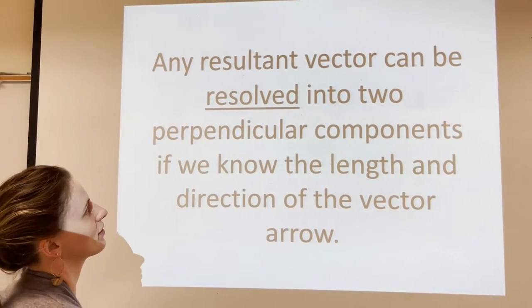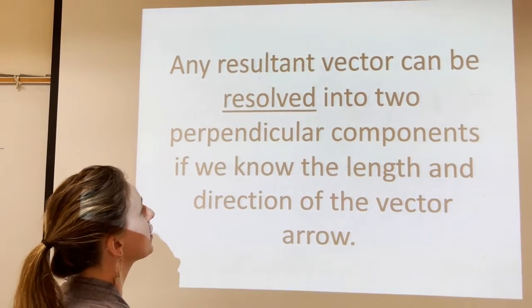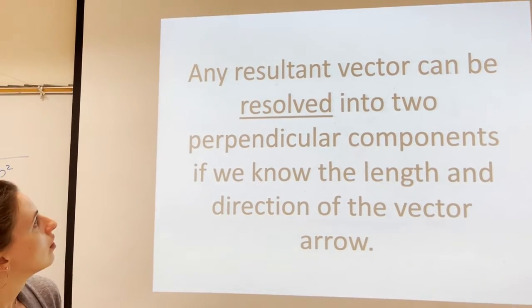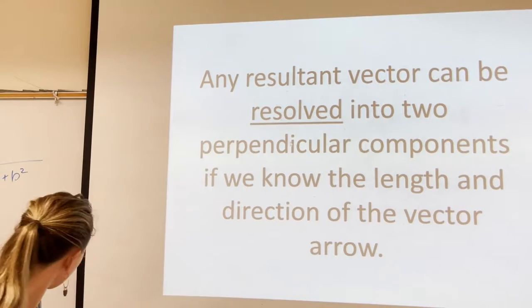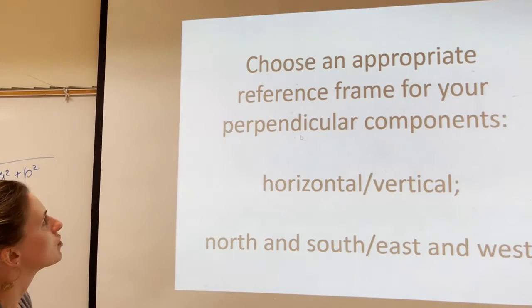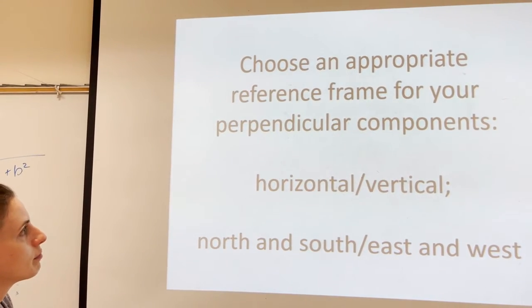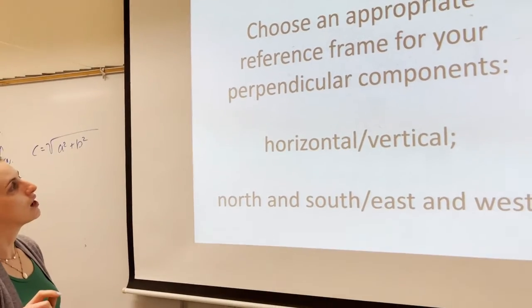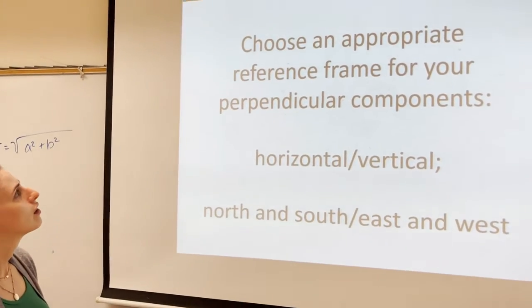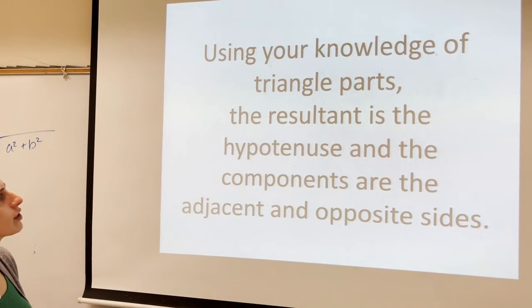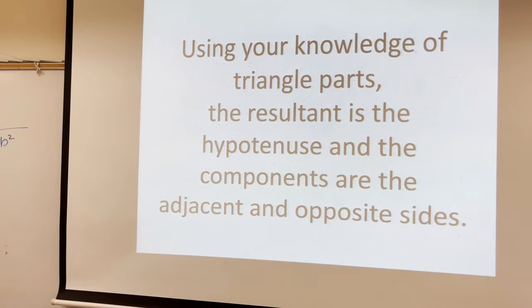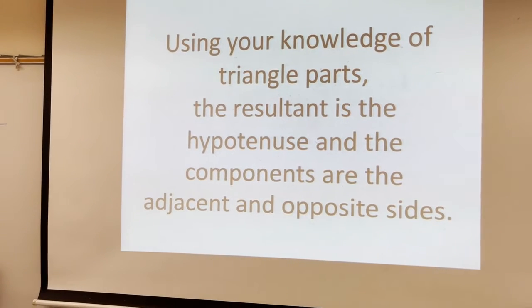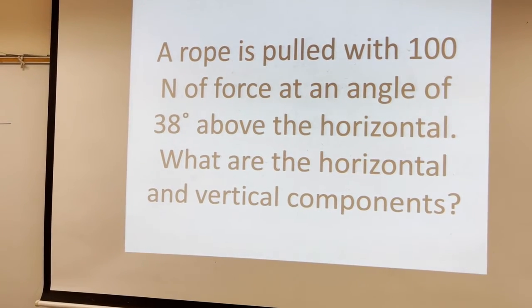Any resultant vector can be resolved into two perpendicular components if we know the length and direction of the vector arrow. So there's vector addition and then there's resolving single vectors. Choose an appropriate reference frame for your perpendicular components: horizontal, vertical, north, south, east, and west. Using your knowledge of triangle parts, the resultant is the hypotenuse, and components are the adjacent and opposite sides. We've got an example coming up. Oh, there we are.